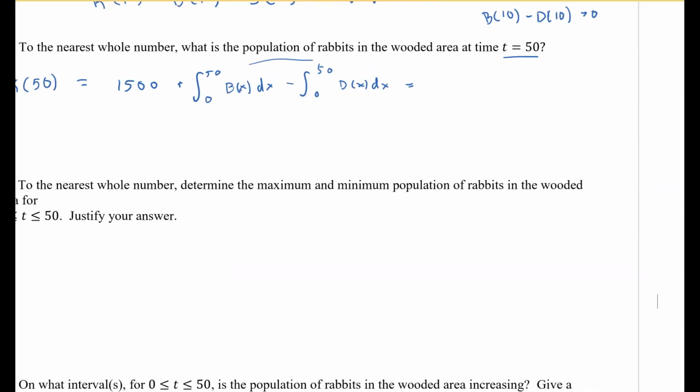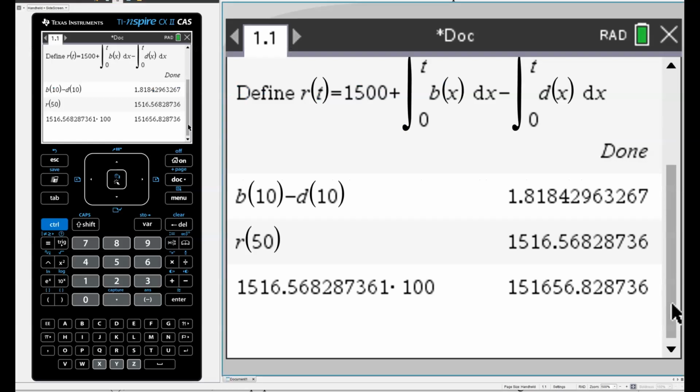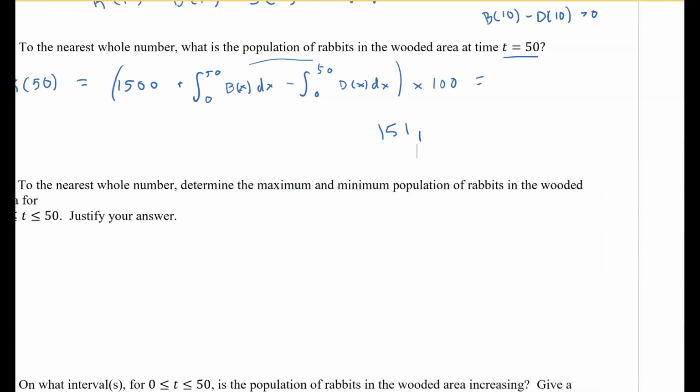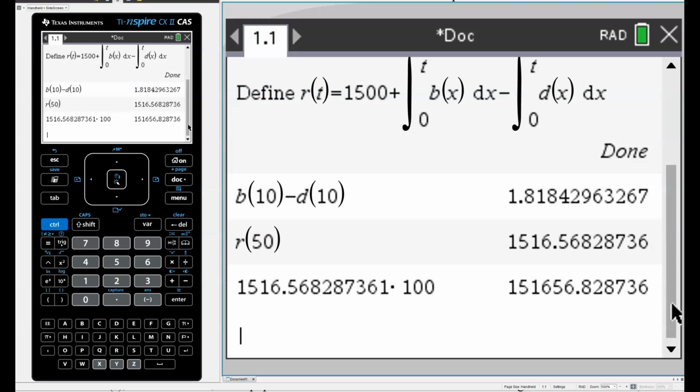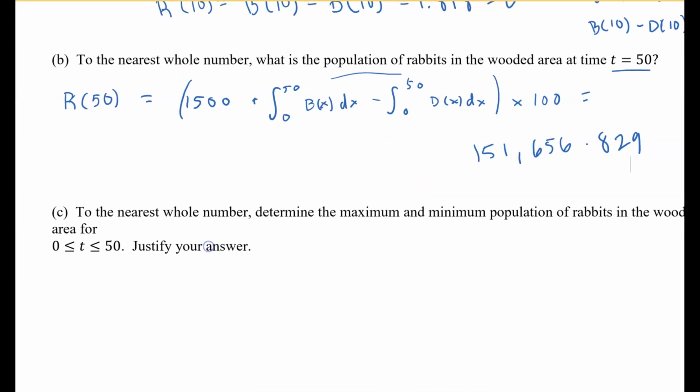Okay, so this is equal to 151, well, how do I want to do this? I'm going to say times 100. Times 100 is 151,656.829. Yeah. Okay. So there's the amount of rabbits at time 50.